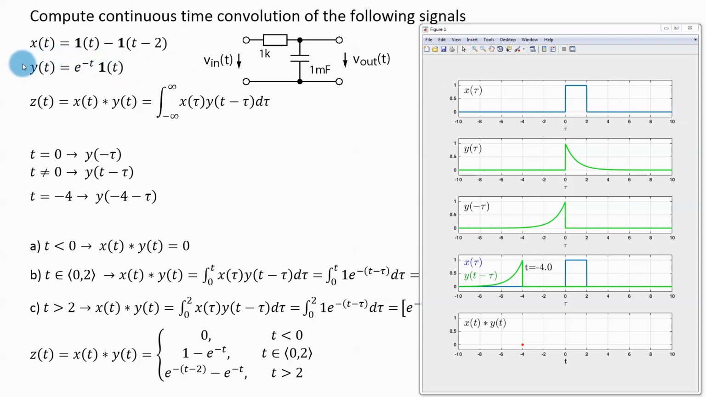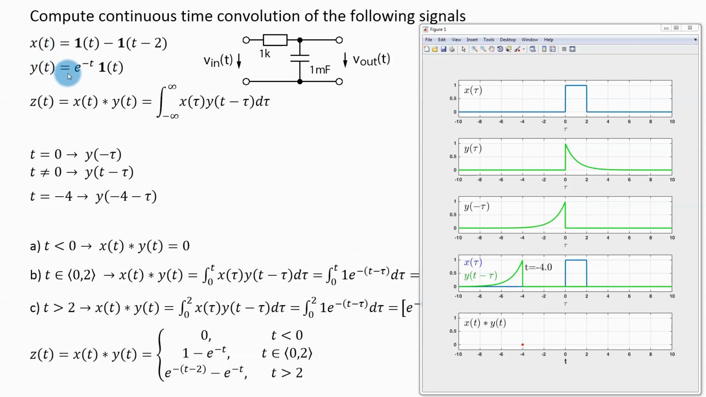And then you have this function y of t, and that is exponential, decreasing exponential multiplied by unit step. When you think about it, plot it, you will find out that it is this function. And now somebody might want to ask you to compute the convolution between these two signals. Why on earth would you need to compute the convolution between such two signals?